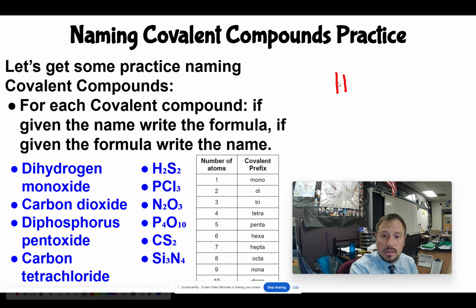So I've got hydrogen and oxygen. Di means two. Oxygen means one, but you don't write the one. That's H2O. That's just water, right? That's the chemical formula for water.